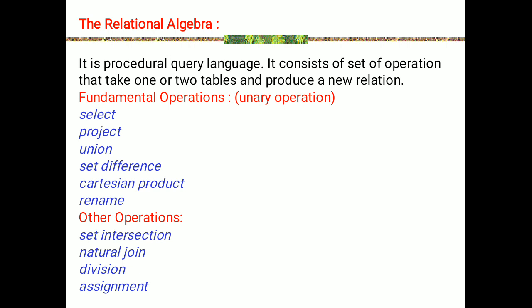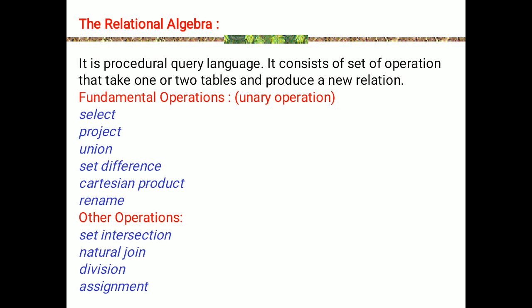First of all, what is relational algebra? Relational algebra is a procedural query language and it consists of a set of operations that take one or two tables and produce a new relation. So relational algebra is the formal, mathematical way to express any query that you can write in SQL, MySQL or any query language or query tool.